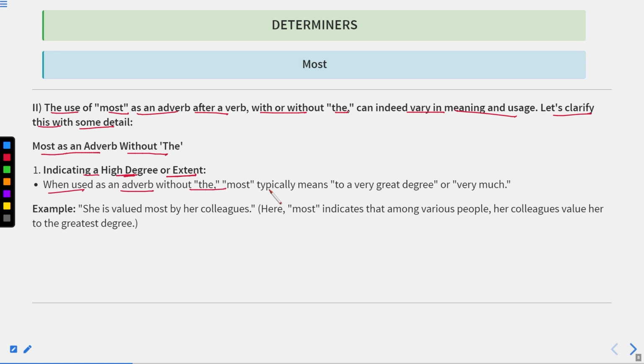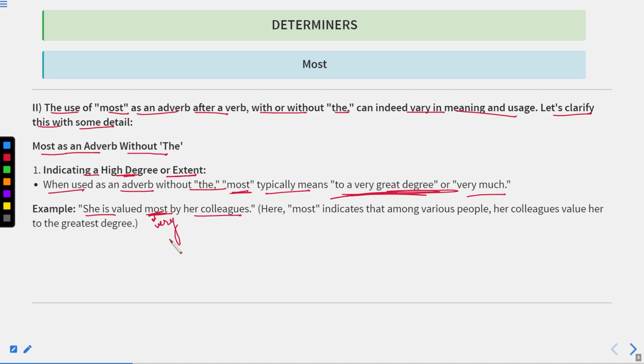When used as an adverb without "the", "most" typically means to a very great degree, or very much. For example: She is valued most by her colleagues. It means her colleagues value her most. She is very, very important for them. So here "most" means very. Not only very, but very, very. Instead of saying very, very, very, you can say most.